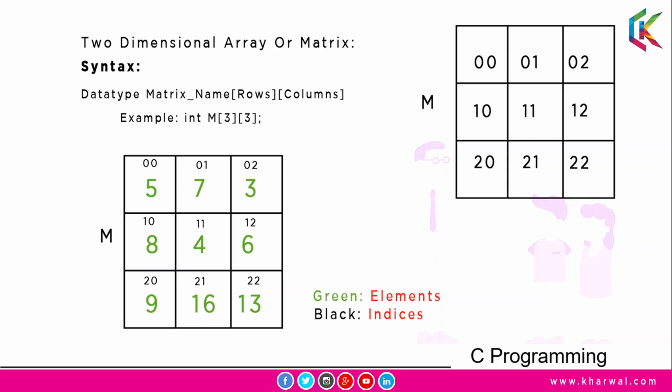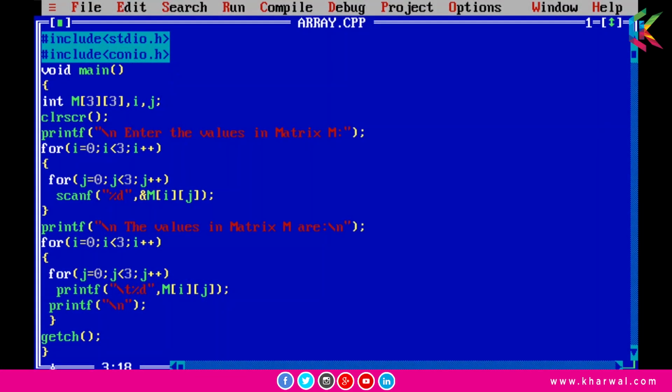Let me open up the Turbo C++ compiler, where I will show you how to enter elements in a two-dimensional array or matrix and print them later in the form of a matrix. I have declared an integer two-dimensional array or matrix M of size 3 cross 3, so there will be 3 rows and 3 columns.